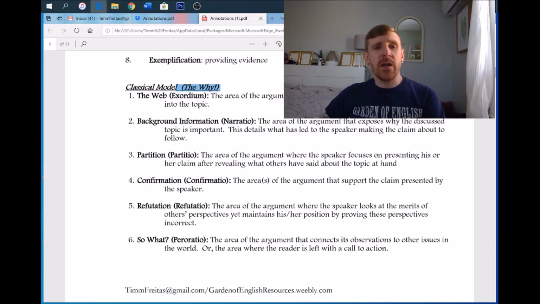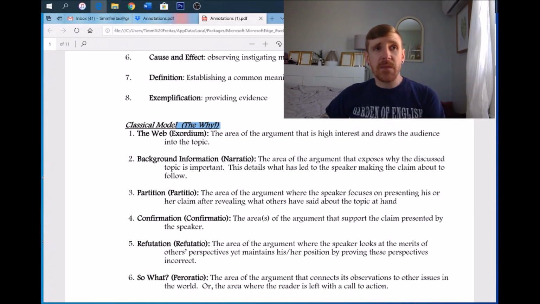So what I do is I tell kids, we're going to look at what these parts mean, and then we're going to read arguments and say, okay, what matches up with these parts, but they're not necessarily in this order. Now, is it true that most arguments do start with some sort of an exordium and end with some sort of a so what? Absolutely. In fact, most of the time we do go from an exordium to background information to a partition, and then they typically do end with a so what, and the confirmation and refutation kind of fluctuate in between.